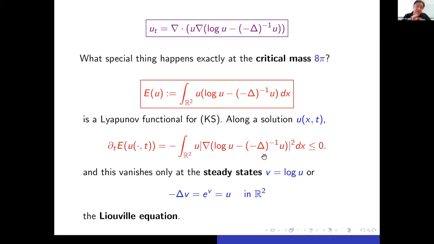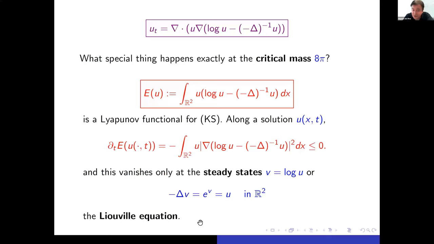And you see, when can this be zero? This can only be zero when log u minus Laplacian inverse of u is constant, right? Because the gradient will be zero exactly at those objects. And that means precisely steady states of the equation, because you see that the equation also has this factor here. And you will see then that the function V given by log of u satisfies this equation down here: minus Laplacian V equals e to the power V.